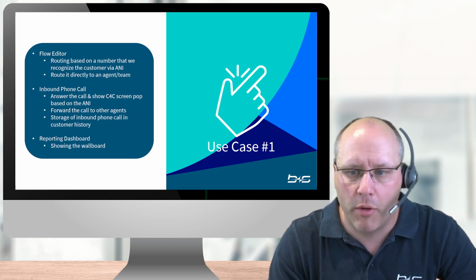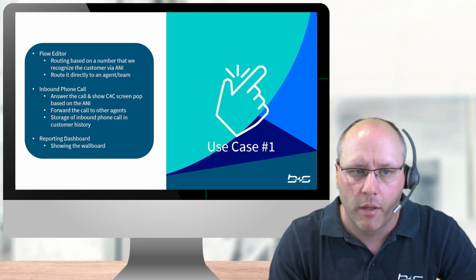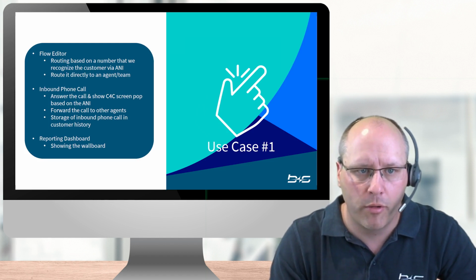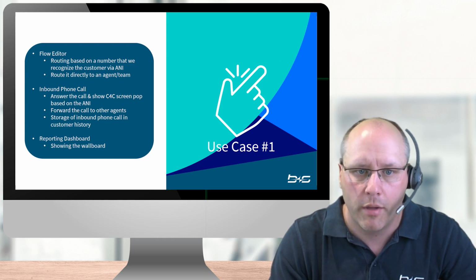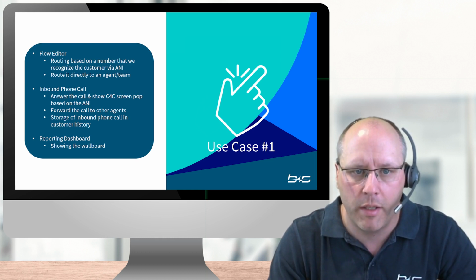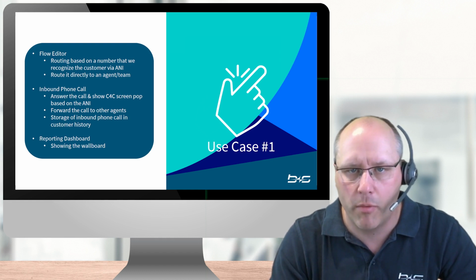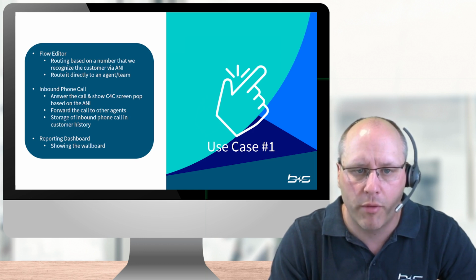We would like to route a call through the Webex Contact Center to an agent. Therefore, we're going to use the powerful flow editor in order to identify the customer. That means within the flow editor, we will identify the customer Ani, using this Ani calling a web service from a CRM system in order to identify who's the customer and where to route the call to.